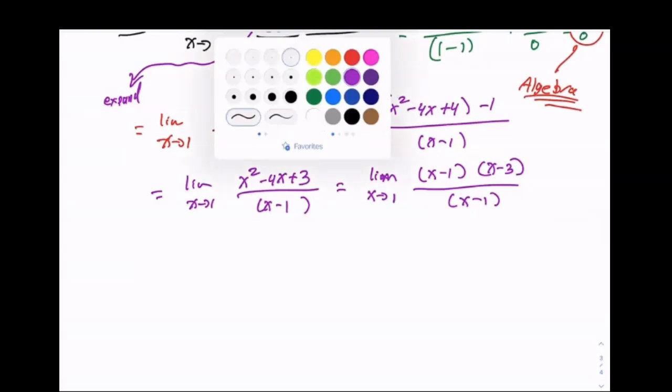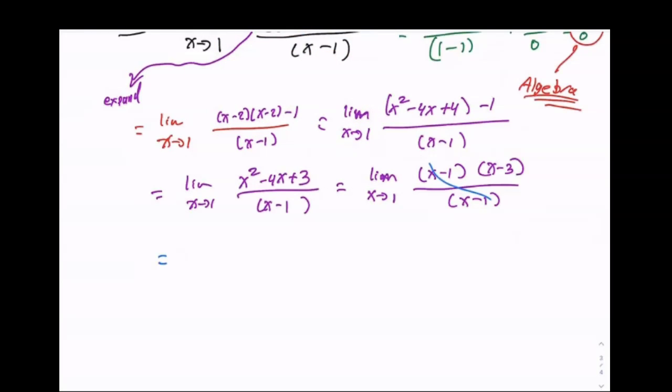They cancel each other out. I now have the limit as X approaches 1 of X minus 3. And I finish by plugging in 1. 1 minus 3, negative 2 is my answer.